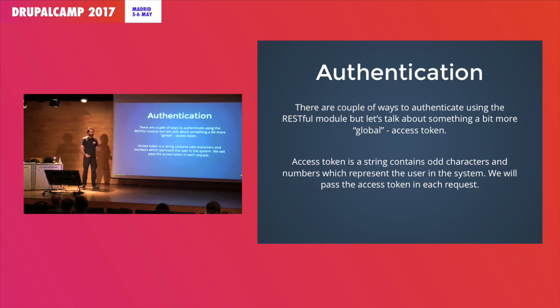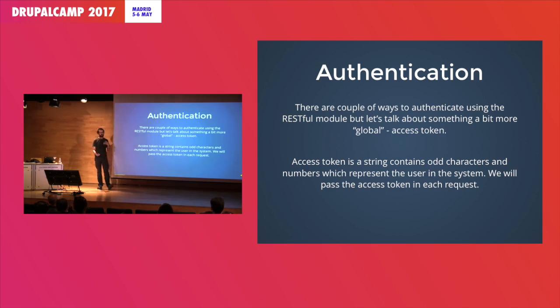And then, when we are consuming an application, we need a way to authenticate the users, so that not every person gets all the content, because some content is restricted for some users. So we need to find a way of authentication. The module itself comes with a couple of options, and it also allows us to write our own authentication methods. In this case, we are going to use only the access token. An access token is just a string composed of numbers and letters that represents a user in the system.